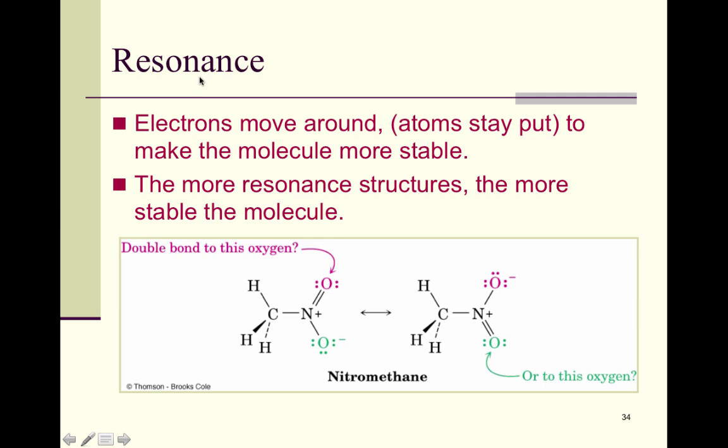What happens is known as resonance, and that's when the electrons move around. This oxygen up here has the 2 bonds, so why doesn't this one also have two bonds? Well, it doesn't think it's fair. So what really happens is we get movement of electrons. That is called resonance. Resonance is when the electrons themselves move around while the atoms stay put, to make the molecule more stable.